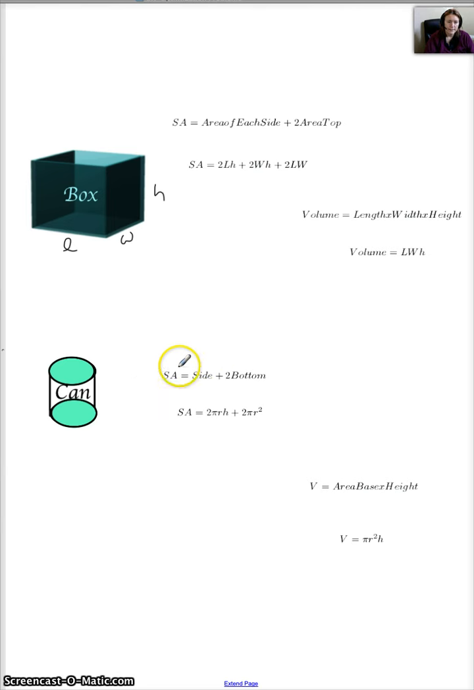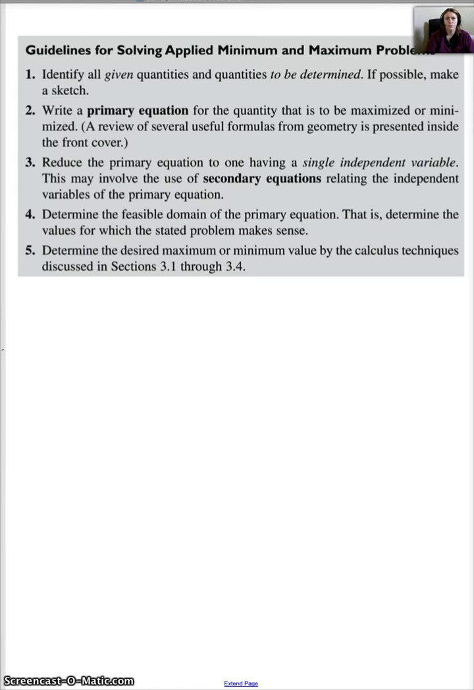For the can, you have to take out the area of the side. Now imagine you just cut the can and rolled it out. If I have a circle of radius r here, I have a circular top, then the area of the side is going to be 2 pi r, the circumference, times the height. And then you can add the tops if necessary, which are pi r squared. And of course the volume is the area of the base times the height, which is pi r squared times the height.